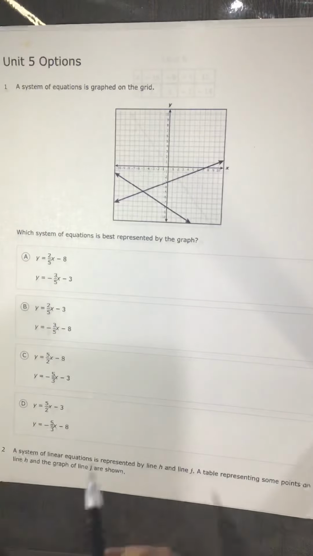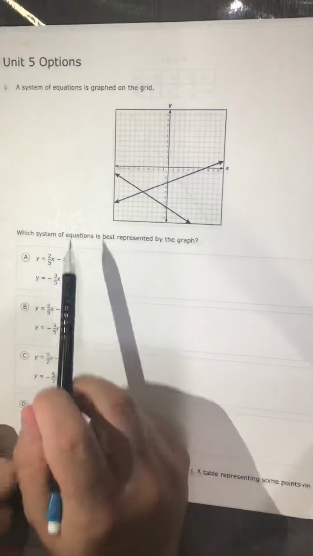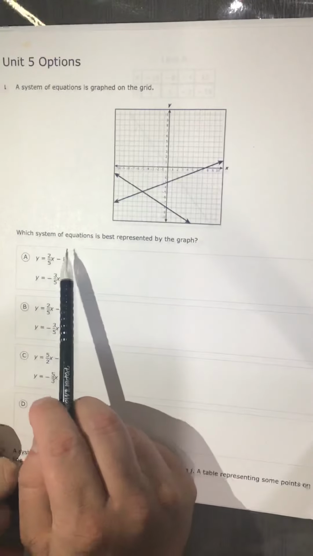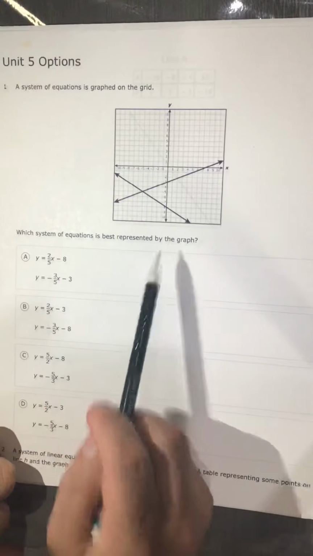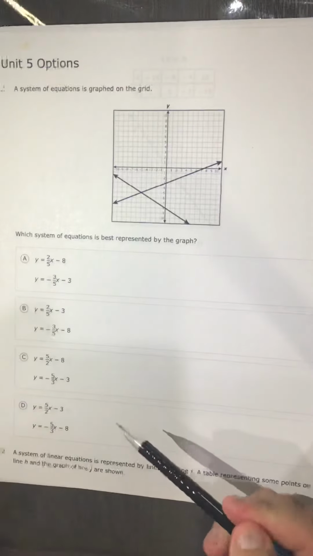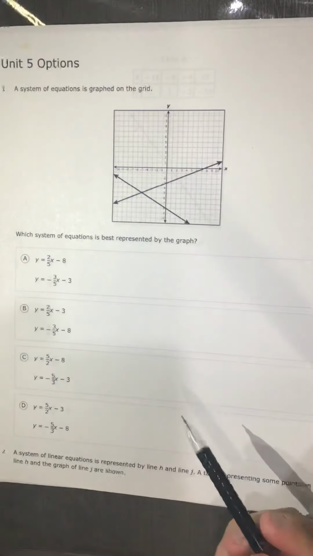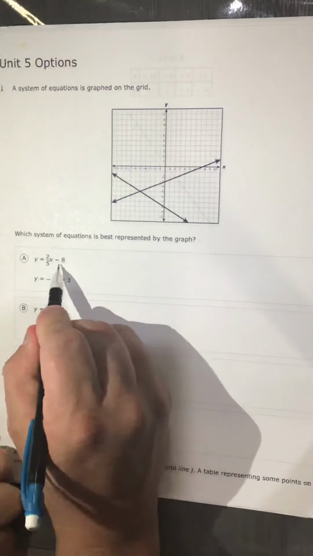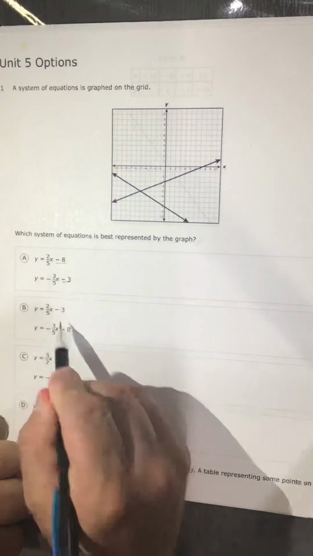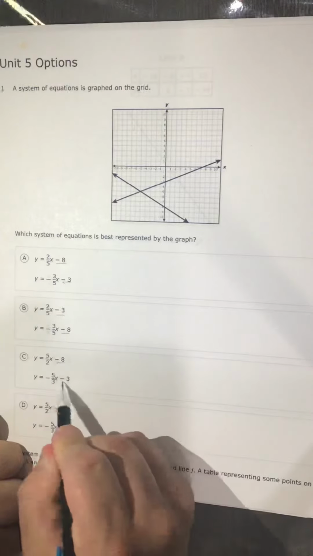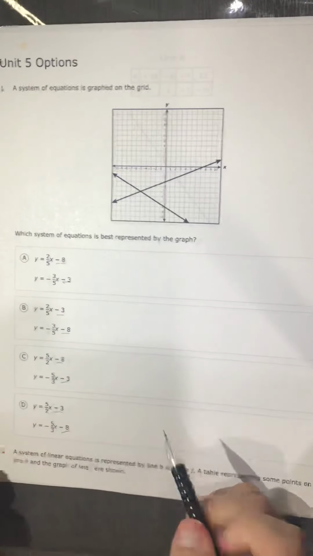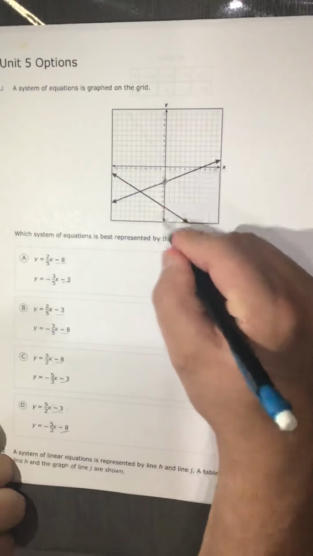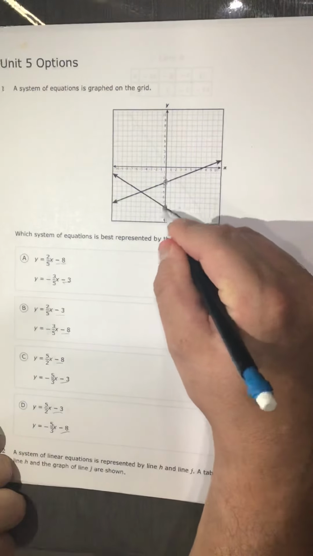So for our first equation, we have a system of equations graphed on the grid, and it's asking us which system of equations is represented by the graph. Of these four, which ones are represented right here? So I know that my second number right here is my b. So I need to be able to plot b. So I know that this one is -3. I know that this one is -8.